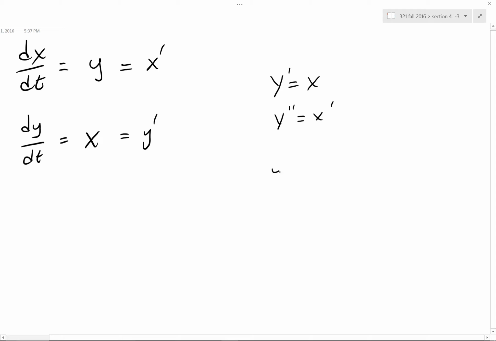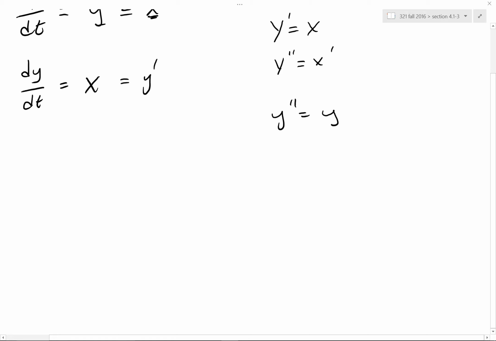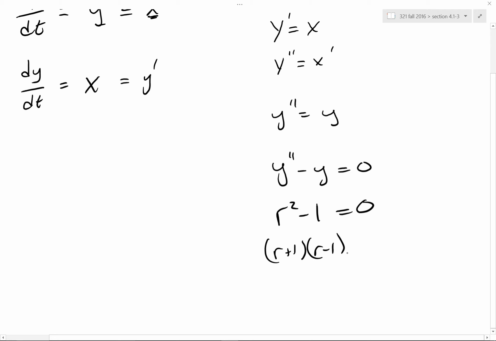Well, wait a minute. Y double prime then, because x prime is y, would equal y. That's right. And therefore, I would end up with this guy, which is a homogeneous second order, bam. And so, of course, this is r squared minus 1 equals 0 like we've been doing. R plus 1, r minus 1. And so, of course, we have the formula.